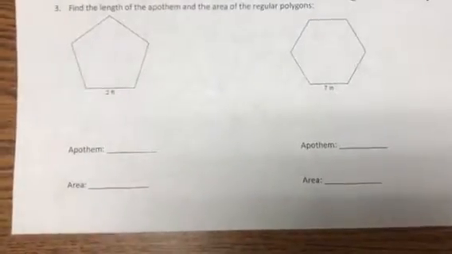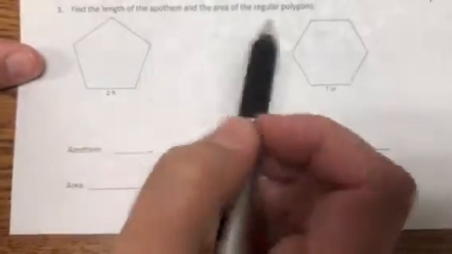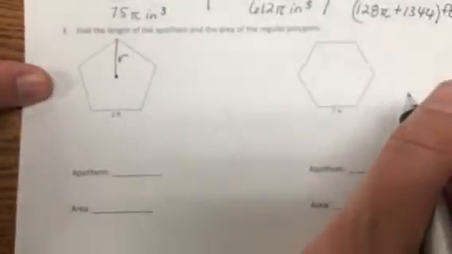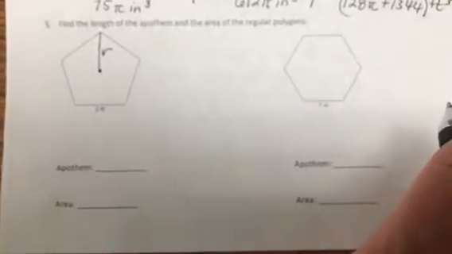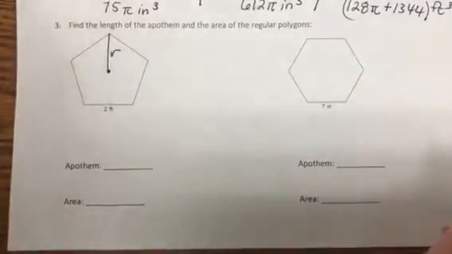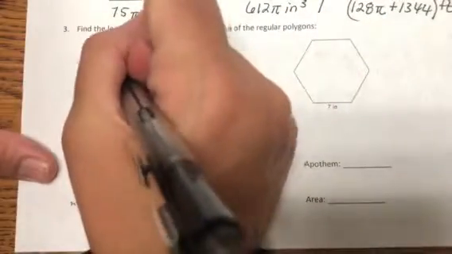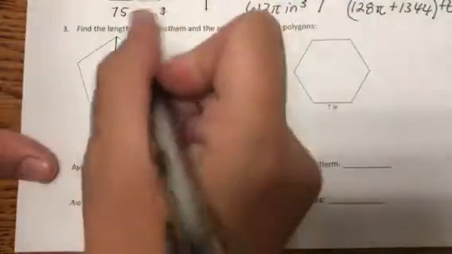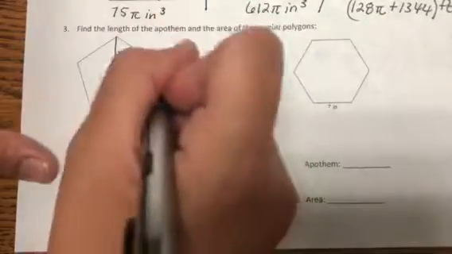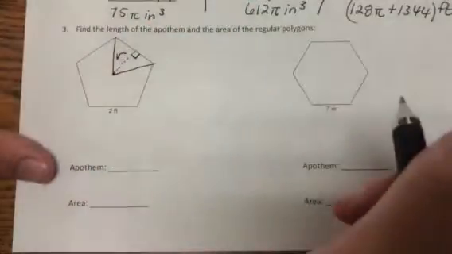All right, so in problem 3, we're asked to find for both shapes the length of the apothem and the area of the shapes. So remember that the radius is, if I put a point in the center and drew a line straight to the vertex, that would be my radius. Okay, and then my apothem is like if I have two radii, the apothem's between them, and it hits the midpoint of the side and it's perpendicular to the side.